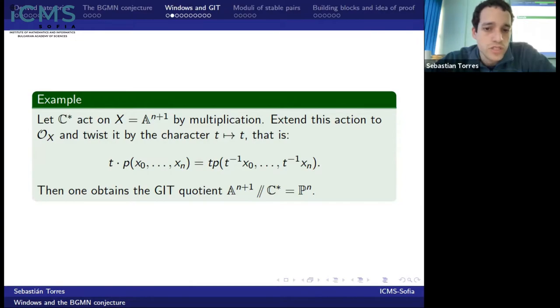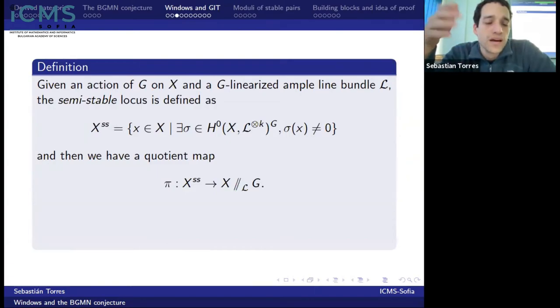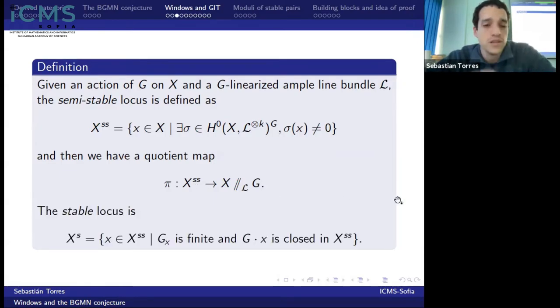Now, of course, there's no quotient map from A^(n+1) to P^n, because in order for this to be really an honest quotient, you would have to throw away the bad points, meaning the origin, because the origin doesn't map to anything in the projective space. So that's what's called the unstable locus. We will call unstable locus the points that you have to throw out, and the semi-stable locus the points that you don't have to throw out, roughly speaking. Those are the points where at least one invariant is not zero. So you have this quotient map not from X itself, but from the semi-stable locus. And the stable locus will be those whose orbit is closed and of the right dimension, but let's not worry much about that, because I will be interested in the cases where the semi-stable and stable locus are the same.